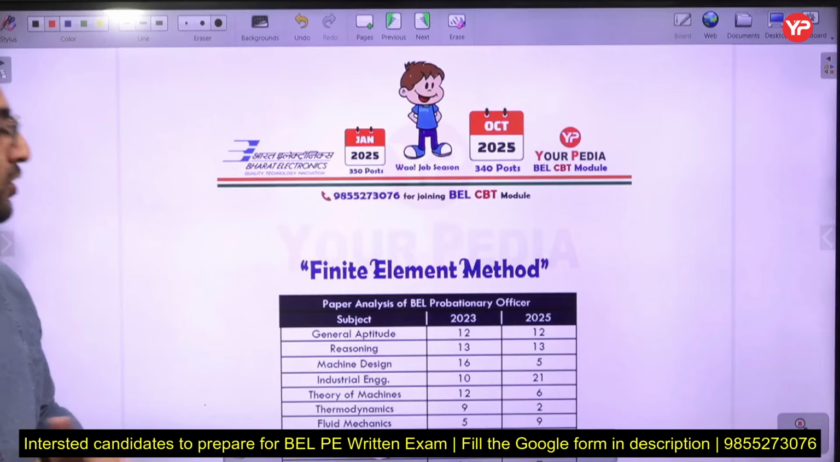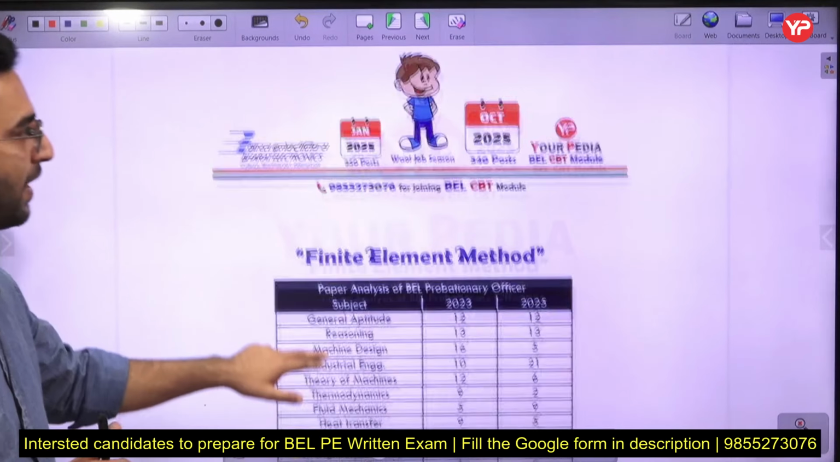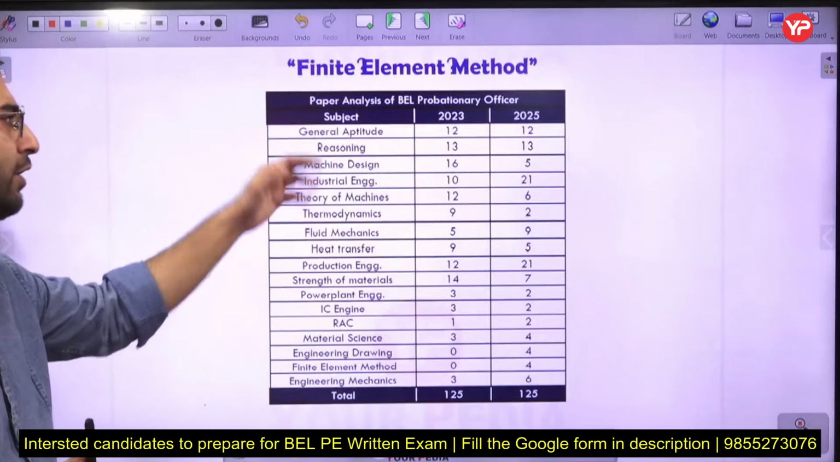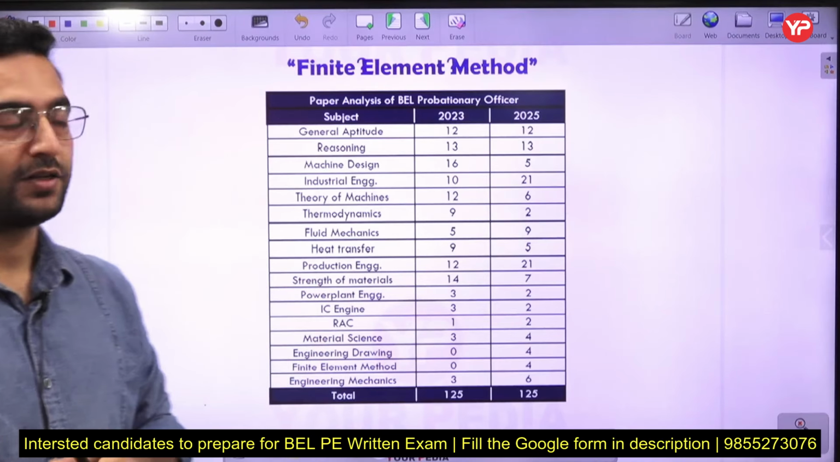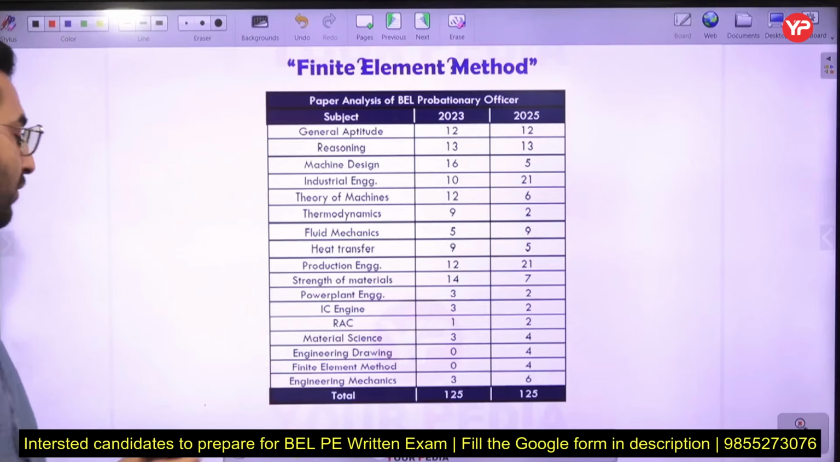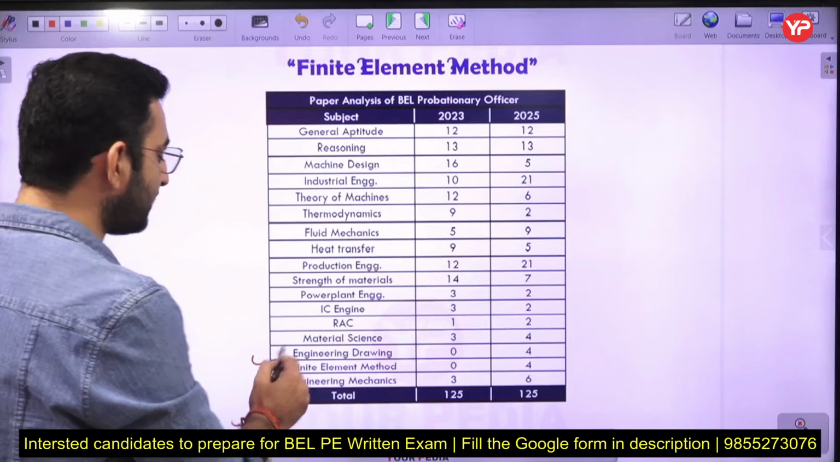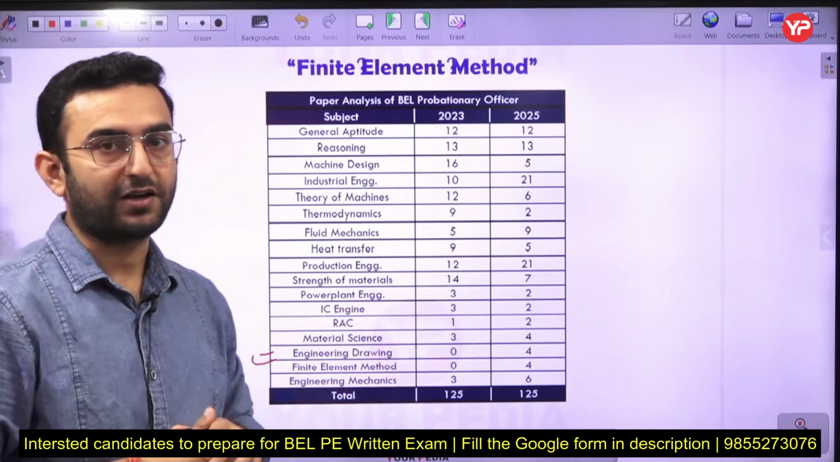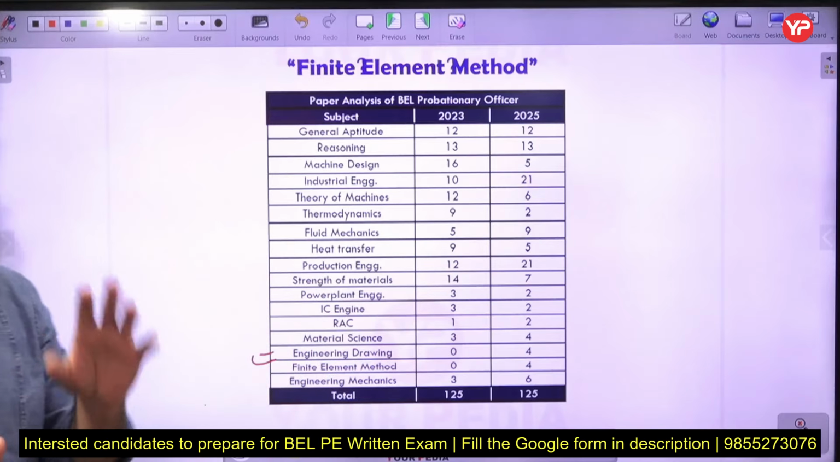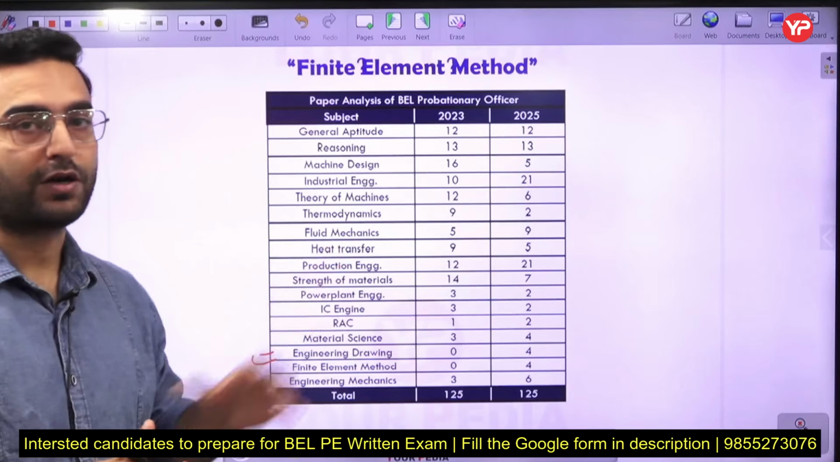So this was the simple paper analysis which I have already done here, and you already know which subject is important for you. Here we have seen that in the 2025 exam they have included two different subjects. The first one is the finite element method, and the second one is engineering drawing. Out of these two subjects, 8 questions have been asked, 4 from each subject. So I can say that almost 4 to 5% weightage has been given to these subjects.